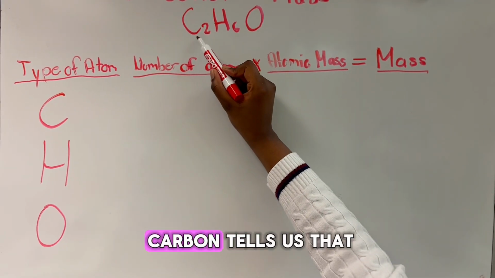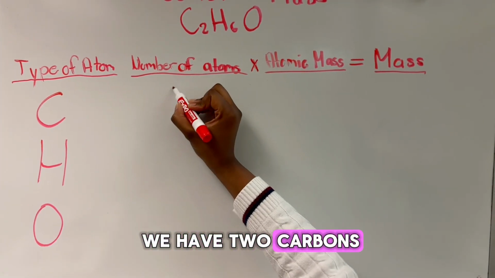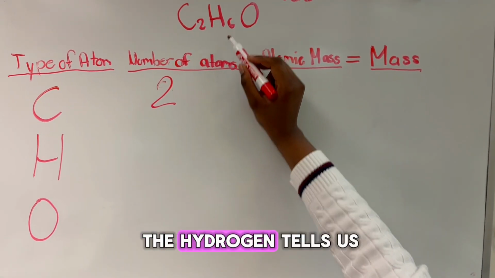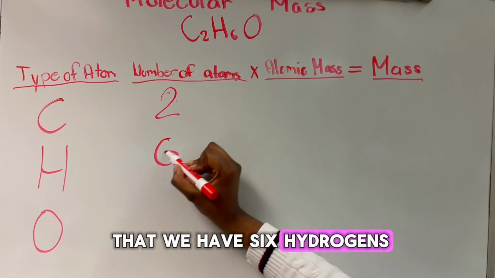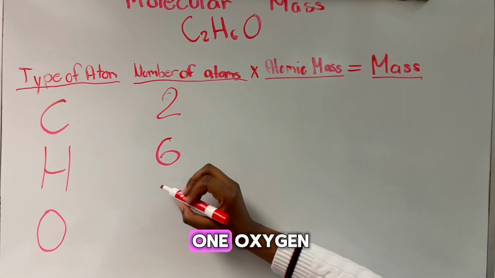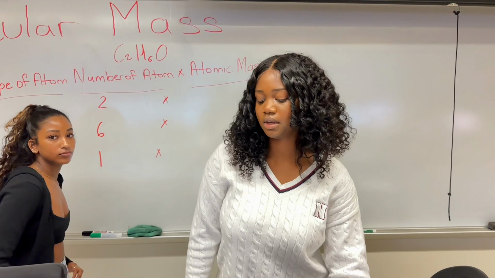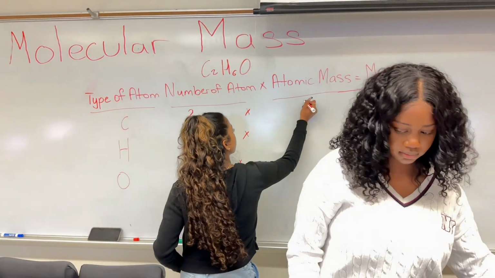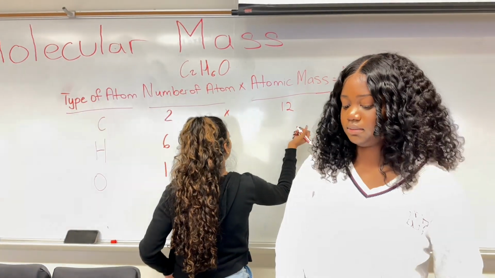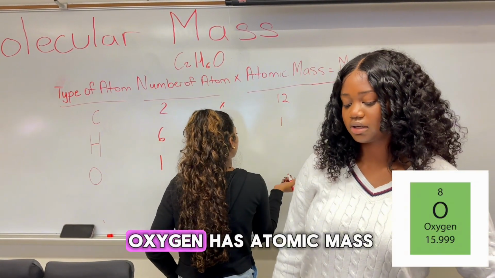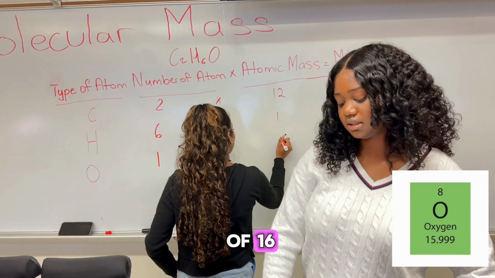The 2 next to the carbon tells us that we have 2 carbons. The 6 next to the hydrogen tells us that we have 6 hydrogens. And O stands alone. That means there's only 1 oxygen. We see that carbon has an atomic mass of 12. Hydrogen has an atomic mass of 1. And oxygen has an atomic mass of 16.